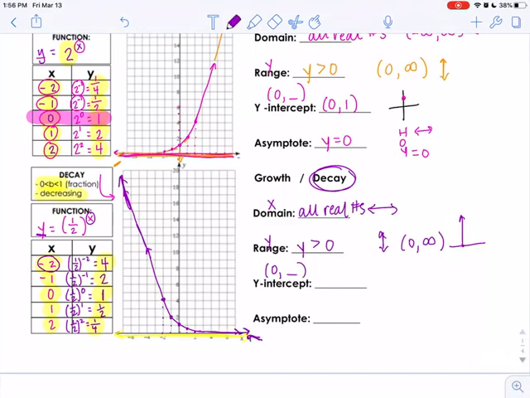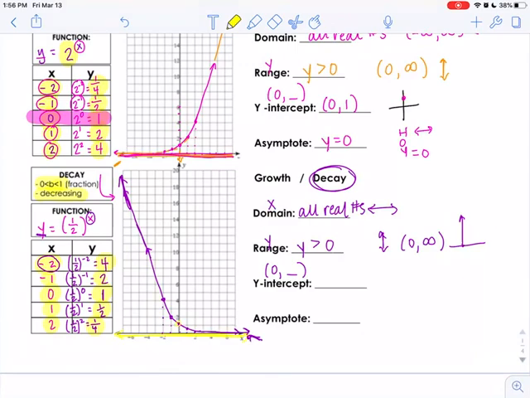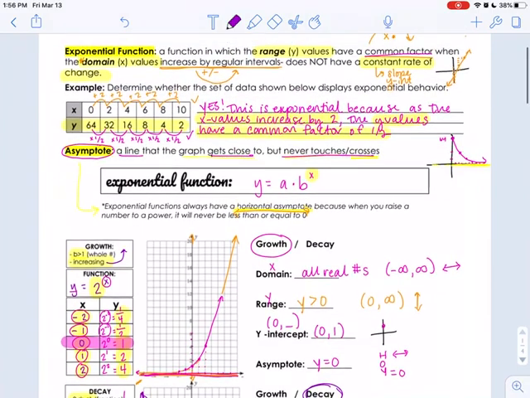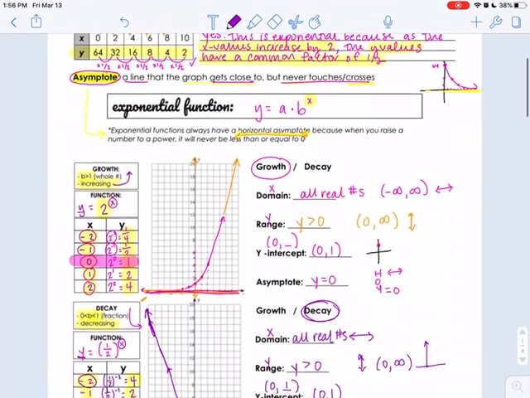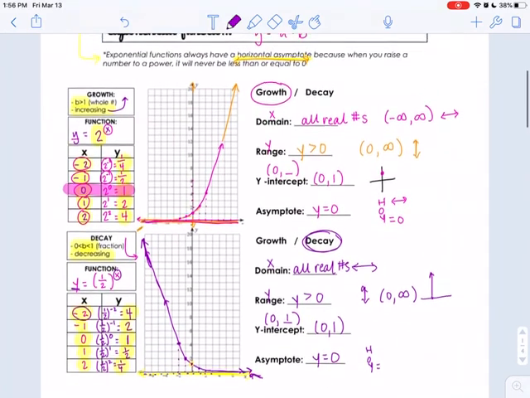The y-intercept is where this graph crosses the y-axis, which is this point right here, which is 0, 1. And the asymptote, that is this line right here that it's never going to touch, that is a horizontal line, so it's y equals 0. Okay, so I know that was a lot of information. Thankfully, we kind of already discussed and went over the top part earlier, so it's just this graphing and this vocabulary that's going to be new.